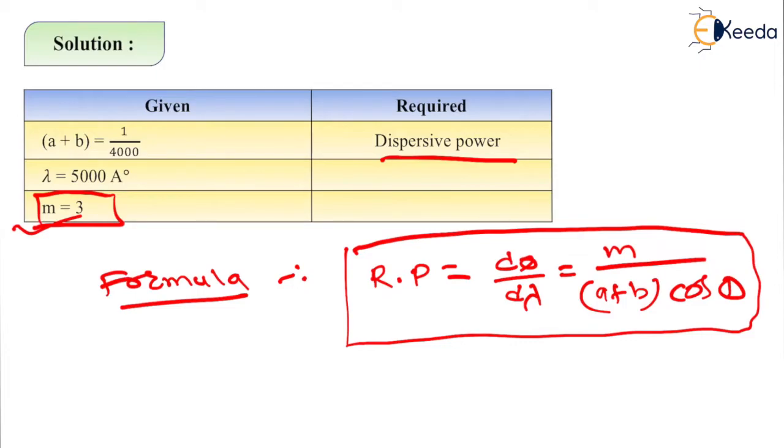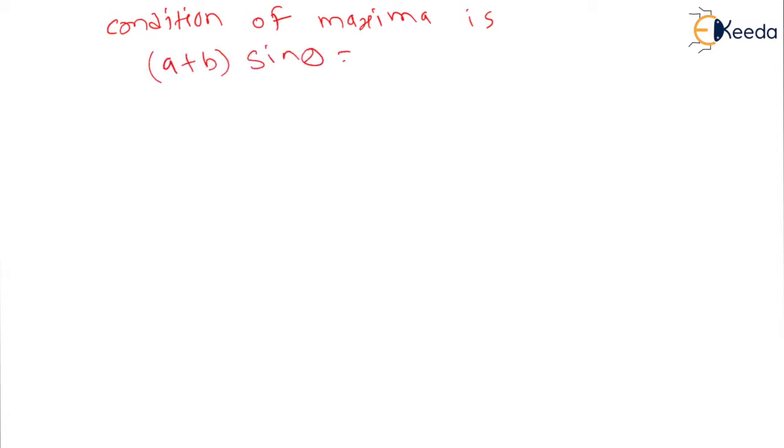So from where can you calculate theta? Obviously for that something is there, and what's that? You can use the formula for condition of maxima. So condition of maxima is, what was it? A plus B into sin theta is equal to m lambda, where m is the order and lambda is the wavelength. So can I have sin of theta here? It will be m lambda upon A plus B.